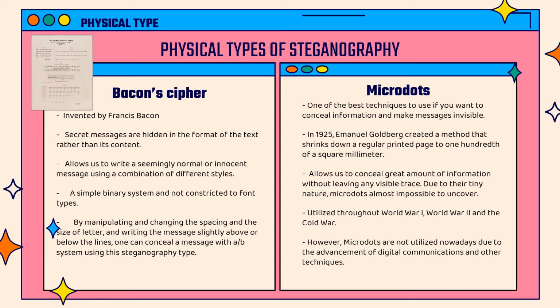It is one of the best techniques to use if you want to conceal information and make messages invisible. In 1925, Emanuel Goldberg created a method that shrinks down a regular printed page to 1/100 of a square millimeter. Microdots allow us to conceal a great amount of information without leaving any obvious trace. Unless an adversary is already suspicious, microdots are almost impossible to detect due to their tiny nature. This was utilized throughout World War I, World War II, and the Cold War. However, microdots are not utilized nowadays due to the advancement of digital communications and other techniques.